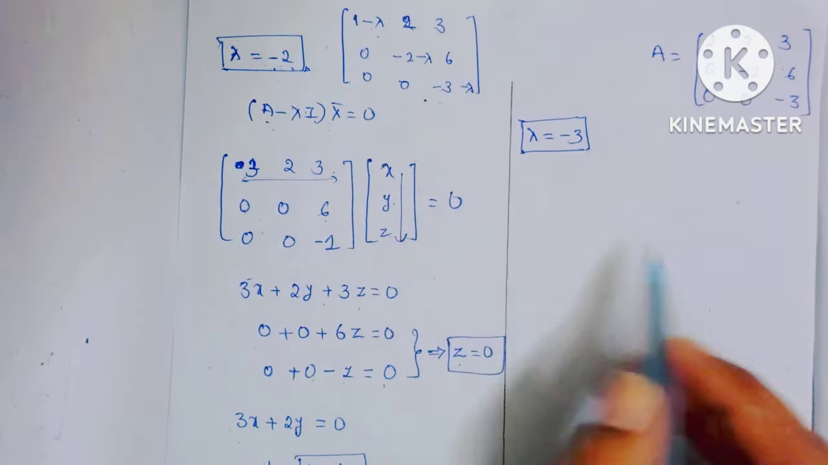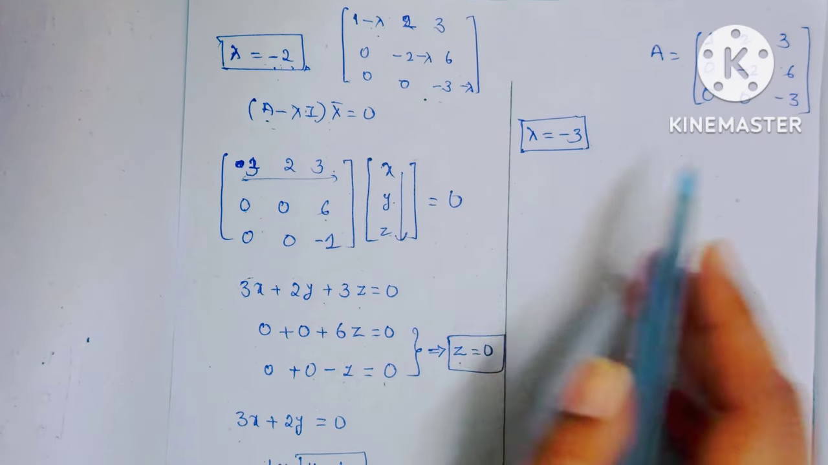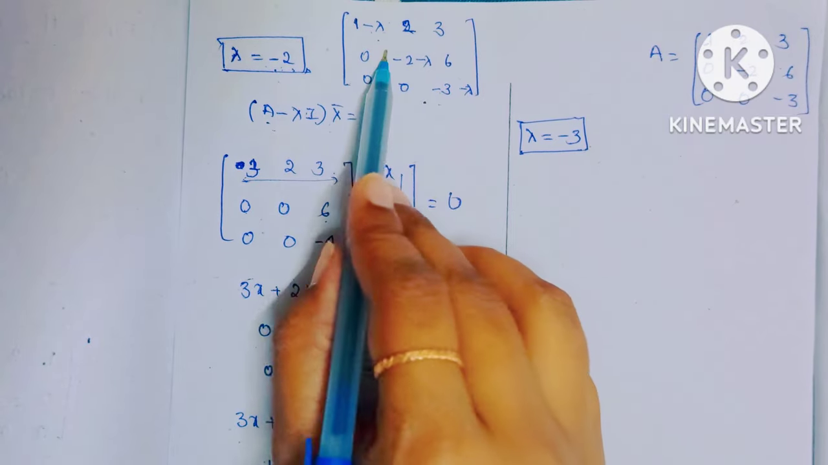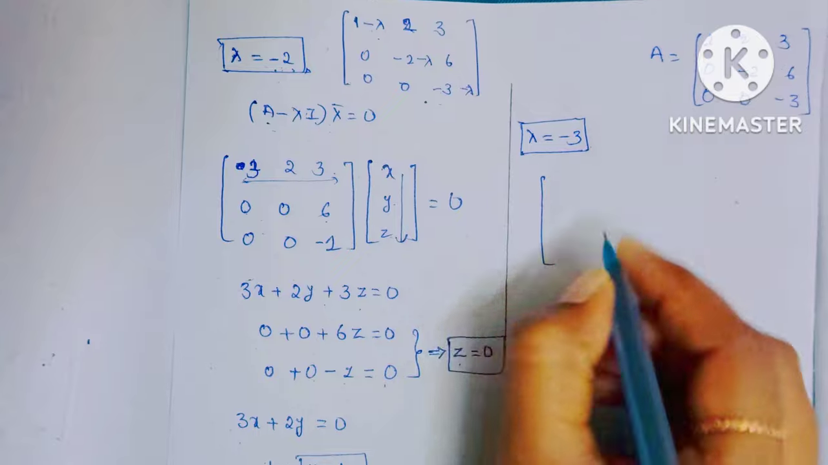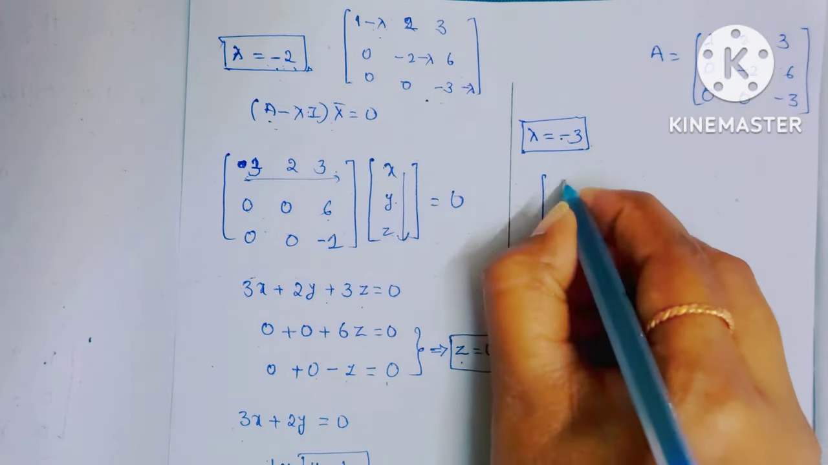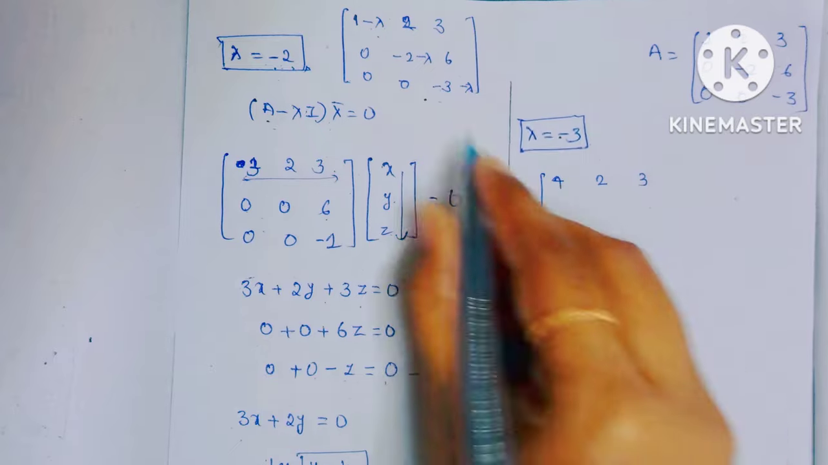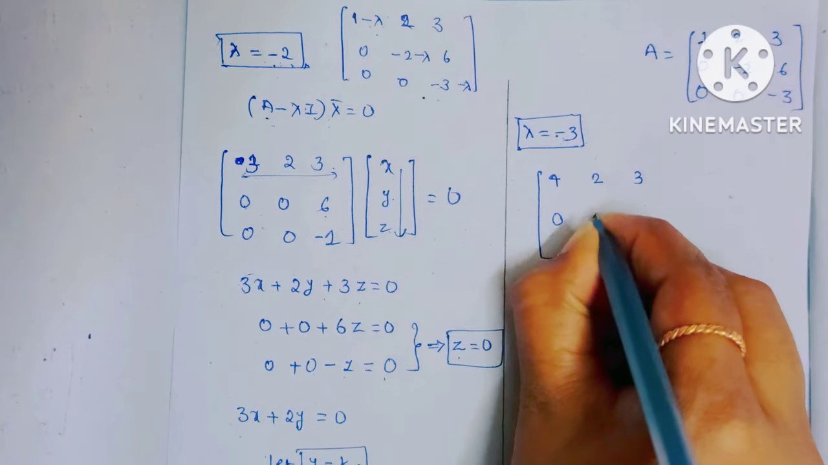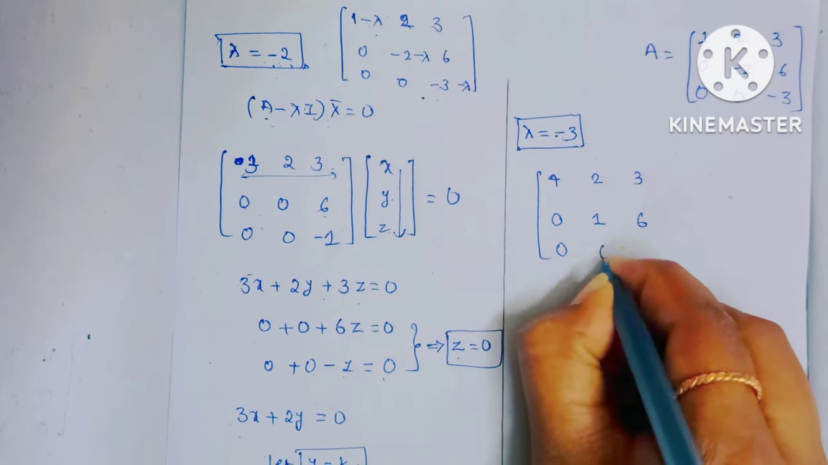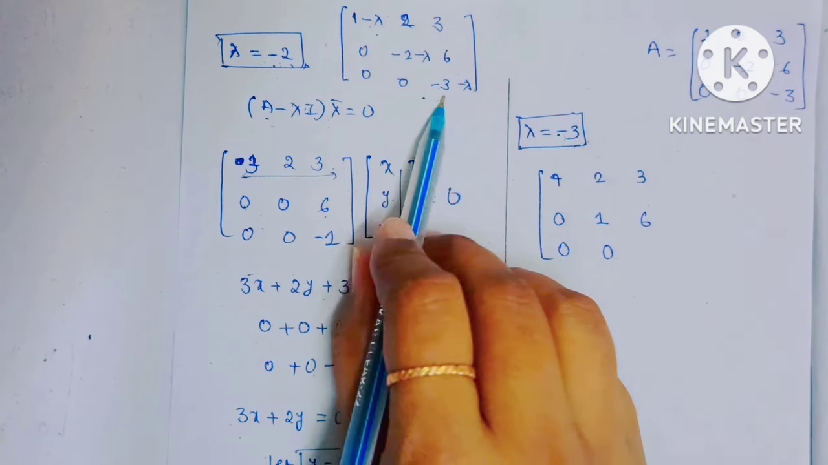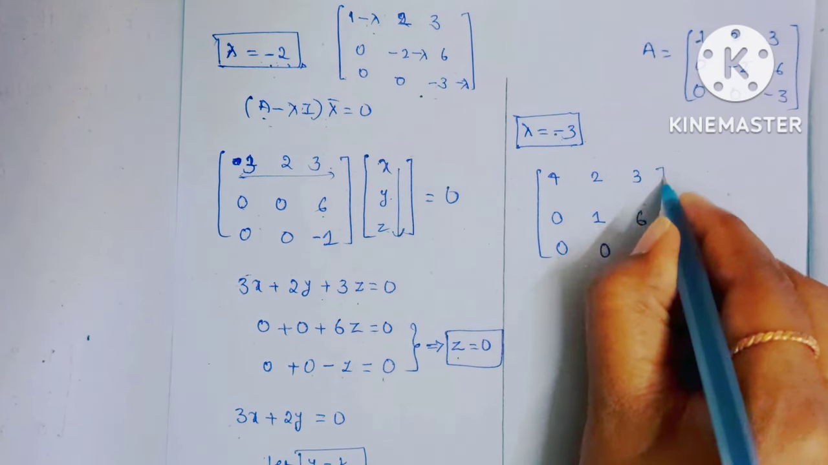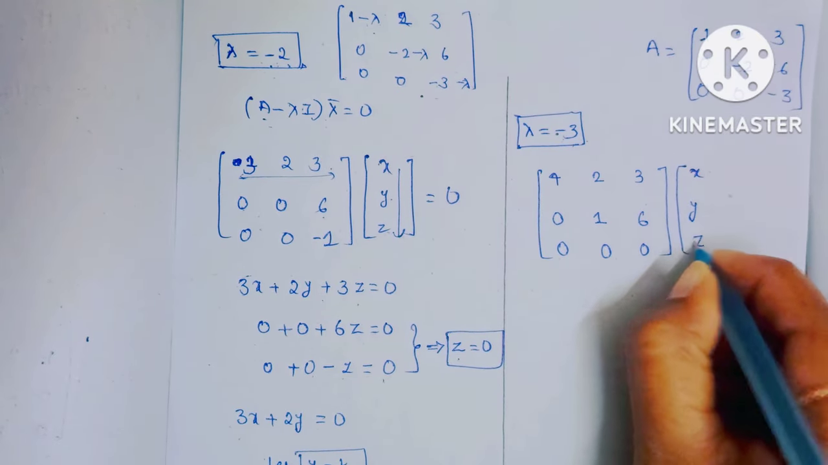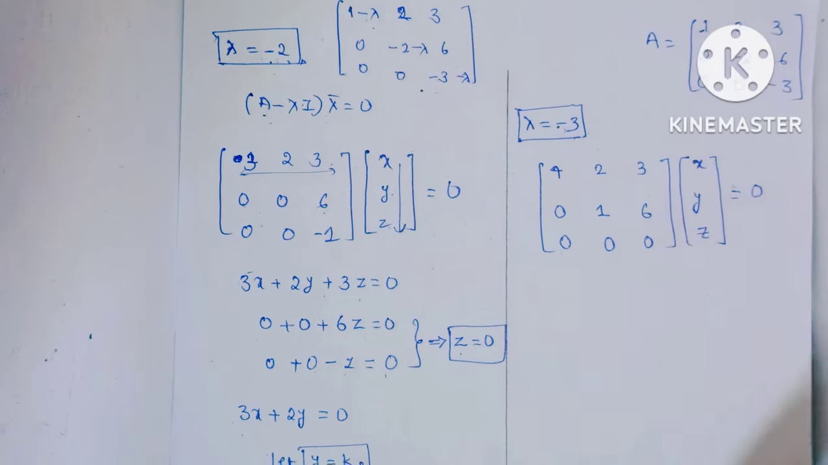Now I am going to find the eigenvector for lambda equal to minus 3. Here we substitute lambda equal to minus 3 in the A minus lambda I matrix. Here we get 1 minus of minus 3, plus 1 plus 3, 4, 2, 3. Then 0, minus 2 minus of minus 3, minus 2 plus 3, which is 1, 6. Then 0, 0, minus 3 minus of minus 3, which is minus 3 plus 3, equal to 0. And the x vector is x, y, z, which is equal to 0.